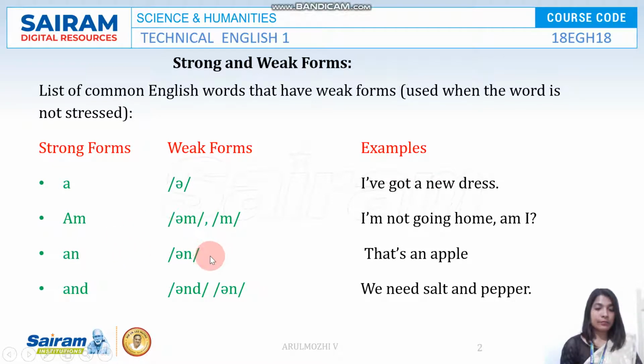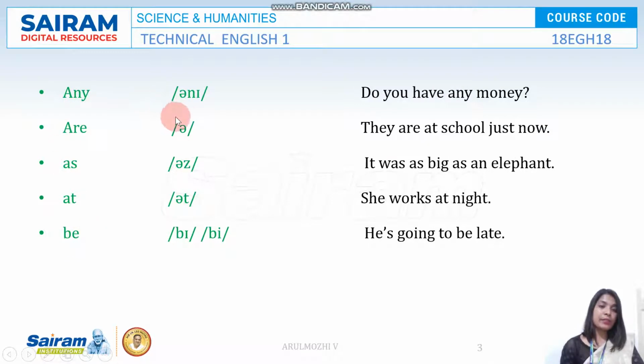And becomes an. That's an apple. You don't say that is an apple, you say that's an apple. An apple. It is an article, so it takes a weak form. Next one, and becomes 'nd or 'n or sometimes 'n. Take for example, I want salt and butter. Salt and butter. Next one, any. Do you have any money? Any money? Any becomes weak any.